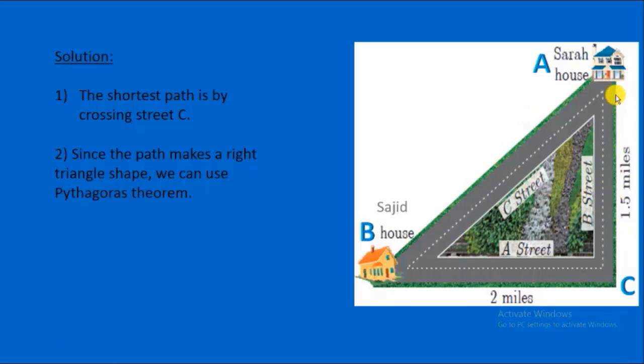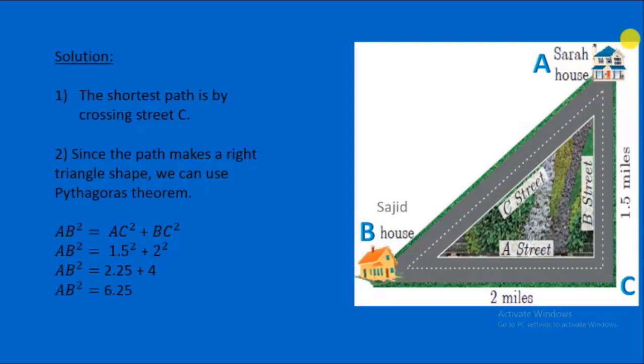The shortest path is AB, which is the hypotenuse of this right triangle. AB squared is equal to AC squared plus BC squared. AB squared is equal to 1.5 squared plus 2 squared, since the first path AC, which is Street B, is 1.5 miles, and the second path, which is BC, Street A, is 2 miles. So AB squared is equal to 6.25.